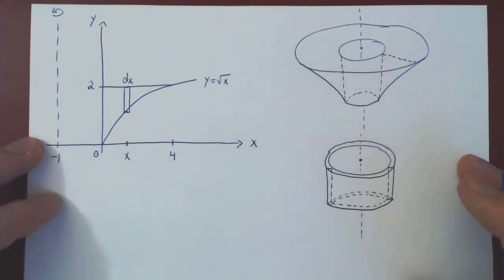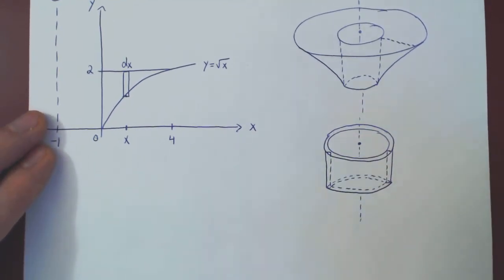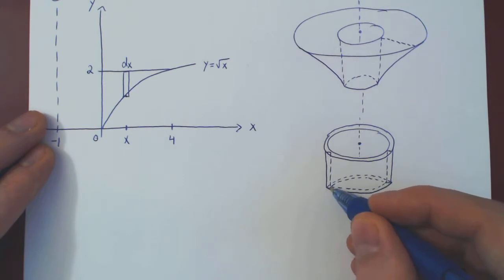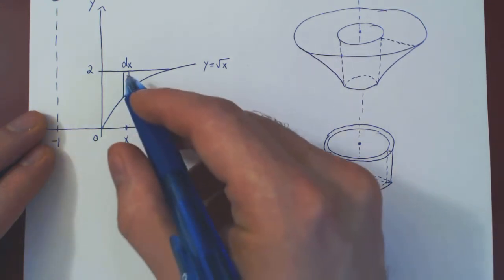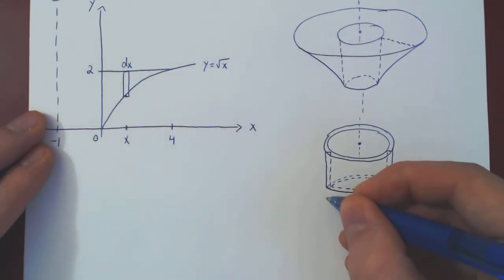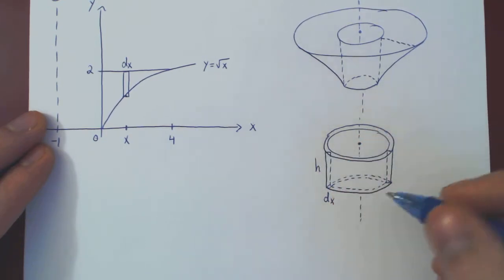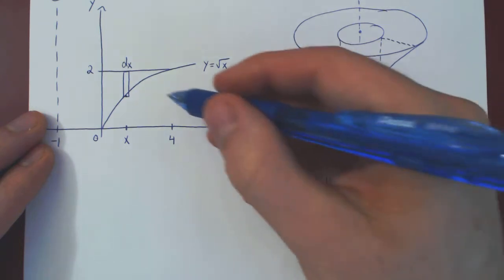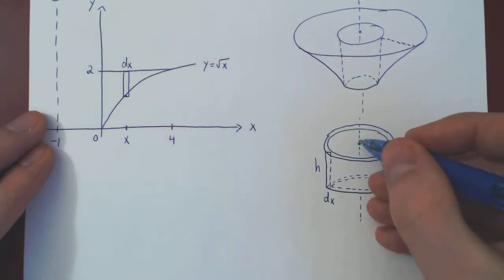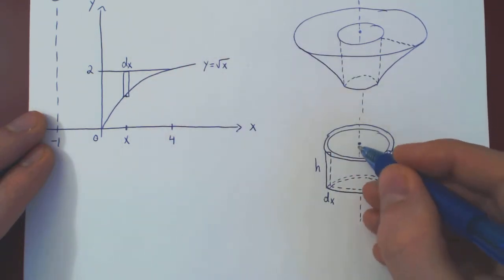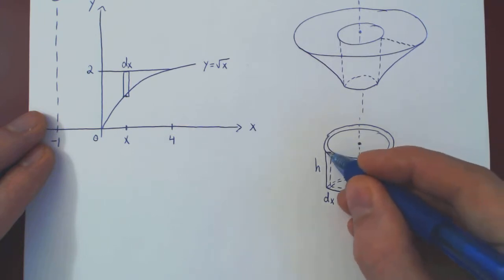So if you remember, to find the volume of this shell, we need three quantities. First, the thickness of our shell. This is, of course, the width of the rectangle dx. We need the height of our shell. This is the height of the rectangle. And then we need the radius of our shell, the distance between the center of the shell to the rectangle.